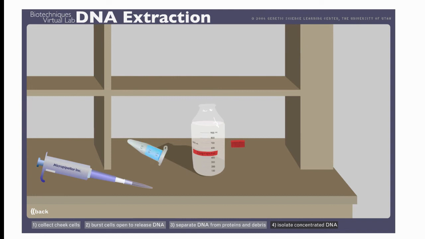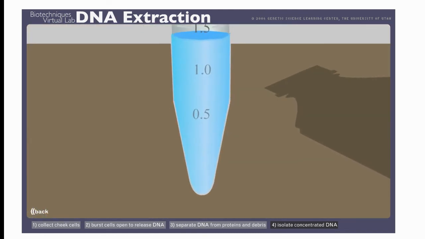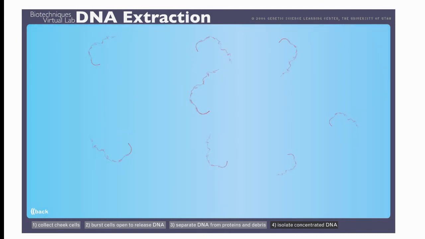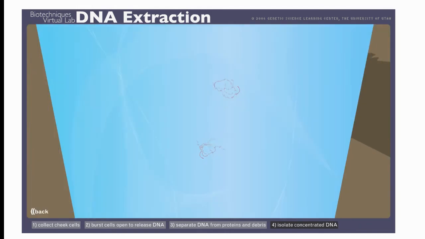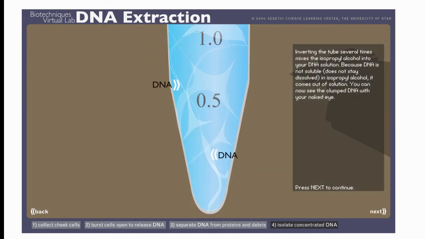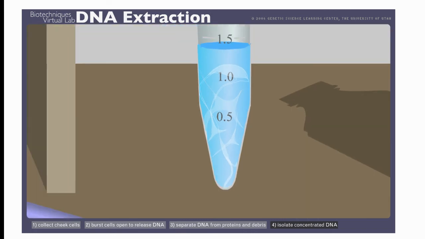DNA is soluble in water, but in alcohol, DNA is insoluble. The addition of the alcohol causes DNA to precipitate. This is the opposite of dissolving. Because the DNA clumps as it precipitates, the DNA will become visible during this step. Let's click next to see what happens.